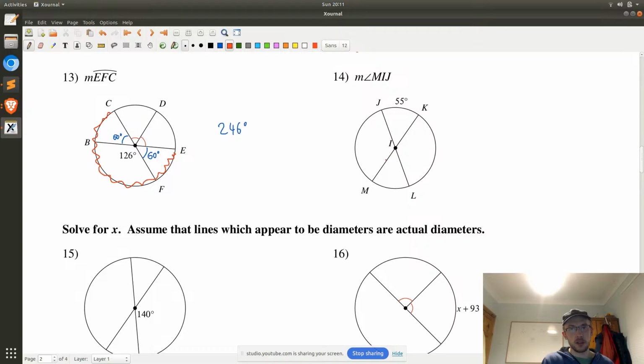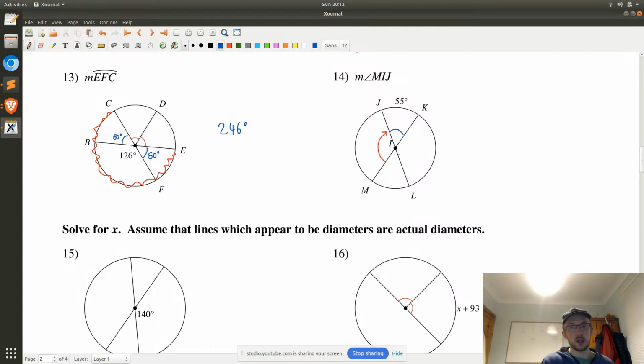MIJ. So going clockwise, as is apparently the case. Let's see. This arc, this angle here, which I would typically call KIJ, is 55 degrees. The measure of angle KIJ going counterclockwise is 55 degrees.